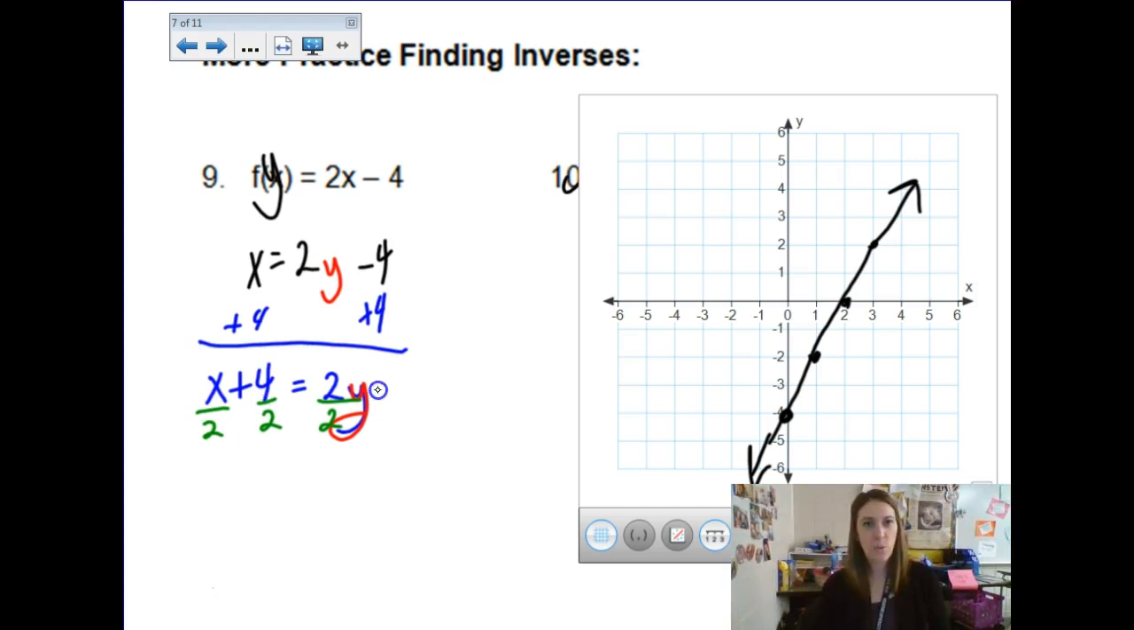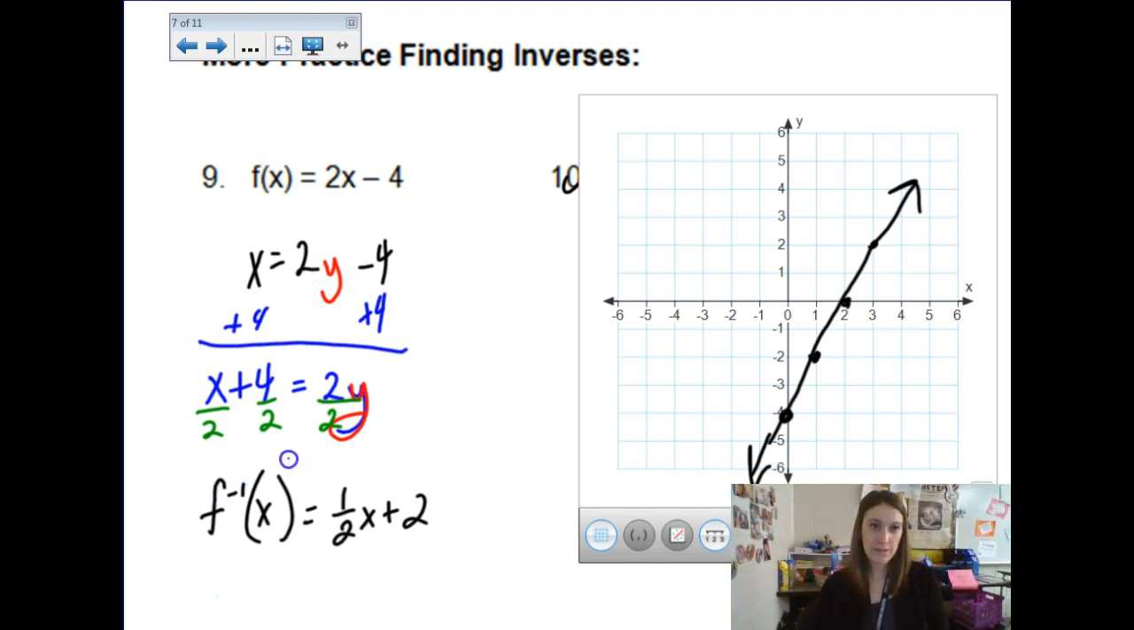And then instead of calling it y inverse, remember the original problem? We set this up as f of x is the name of the function. So its inverse, we're going to use that same negative 1 power notation to indicate the inverse function of f, is 1/2 x plus 2 if I reduce those fractions.